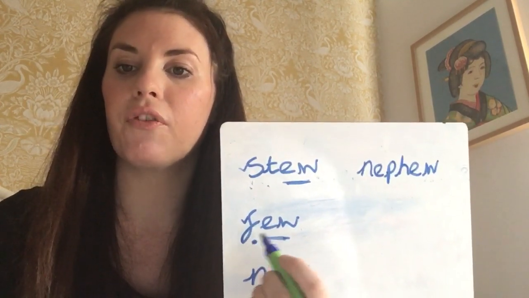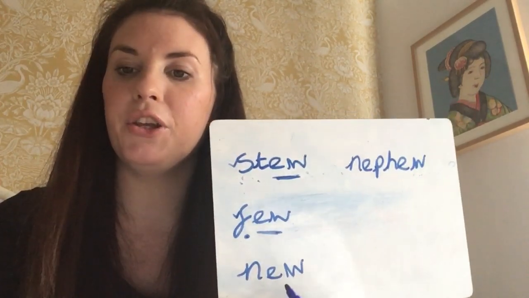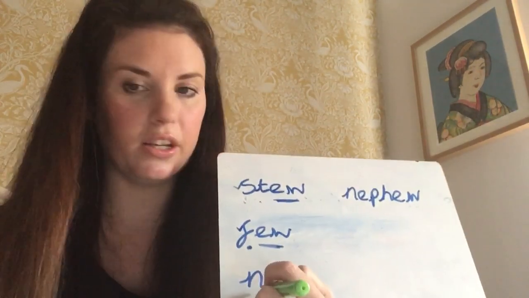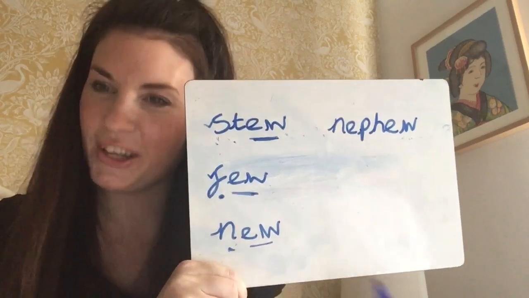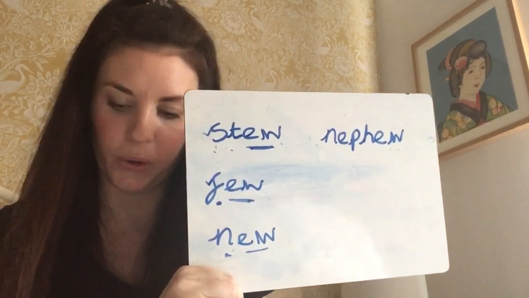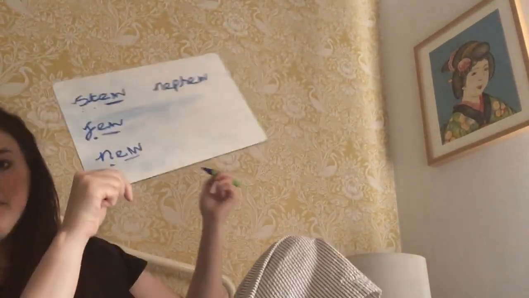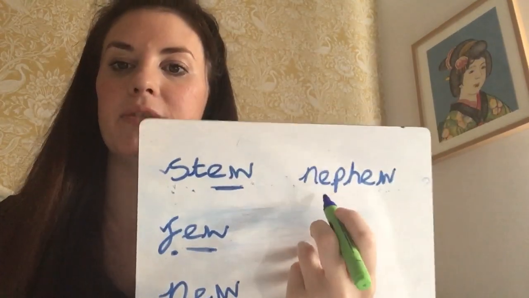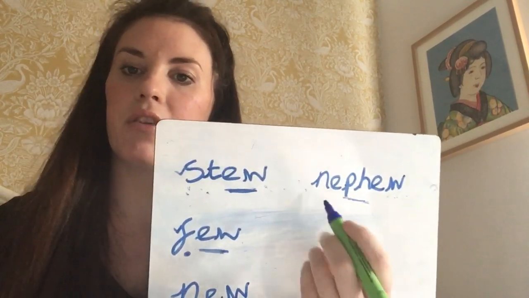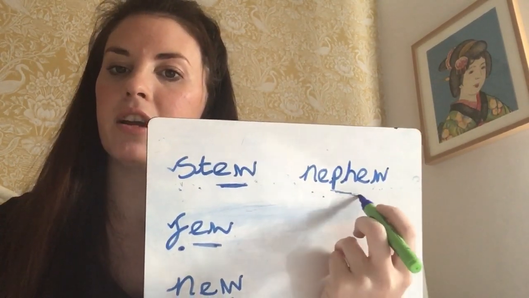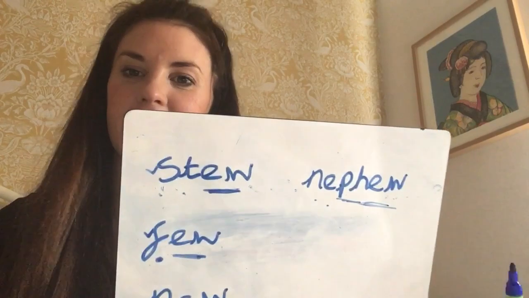So this next word, few. A few of us. Good. New, good. I've got a new pair of trousers on today. New. And this word, do you remember? PH, is that the f digraph? Well done. Nephew. Some of you might have nephews, or you might be a nephew, you might have an auntie or an uncle. Brilliant. Okay, so now it's your turn to do some writing.